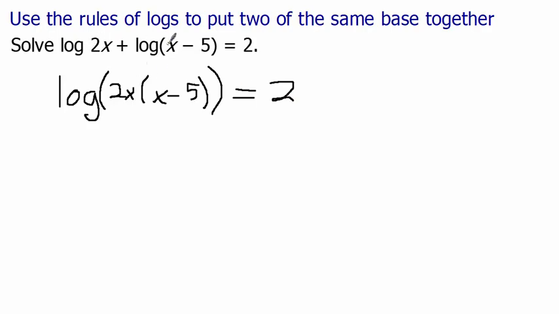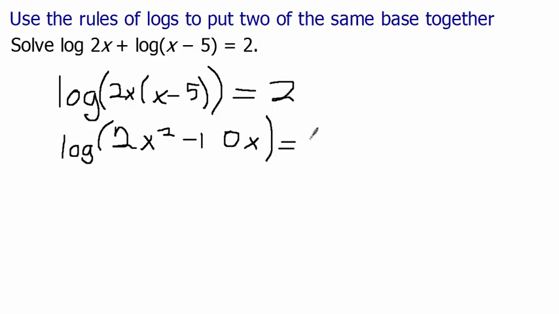Okay, so all I did was combine the 2 terms here. Addition is multiplication. Those 2 things are multiplied. And inside the log, I have 2x squared minus 10x. What's the base on this guy? It's important that I know the base, because the equation that I'm going to use is base to the exponent equals what's on the inside.